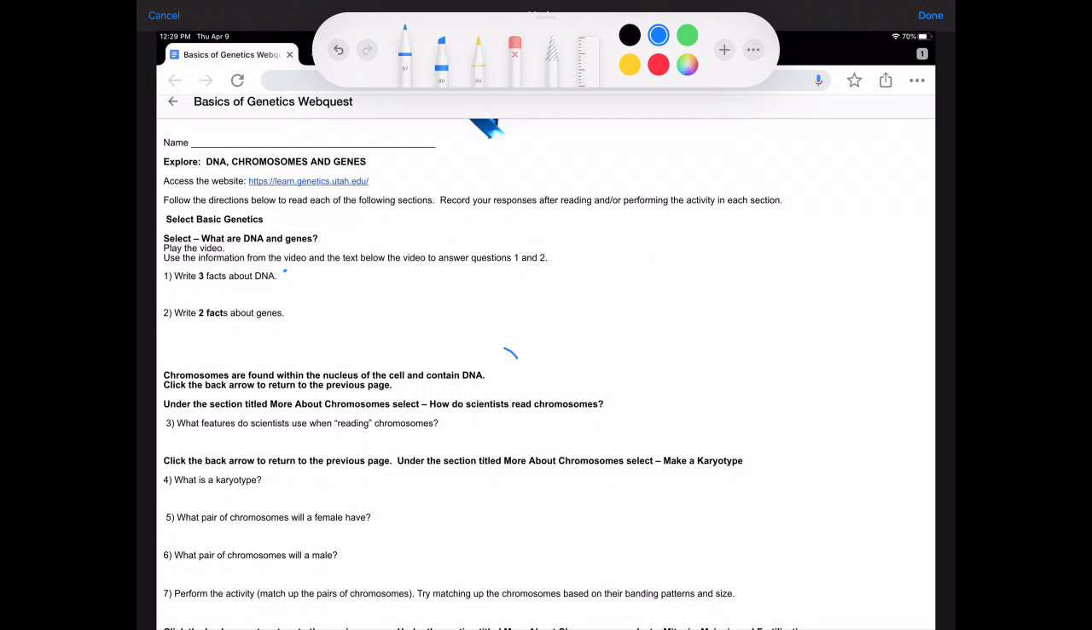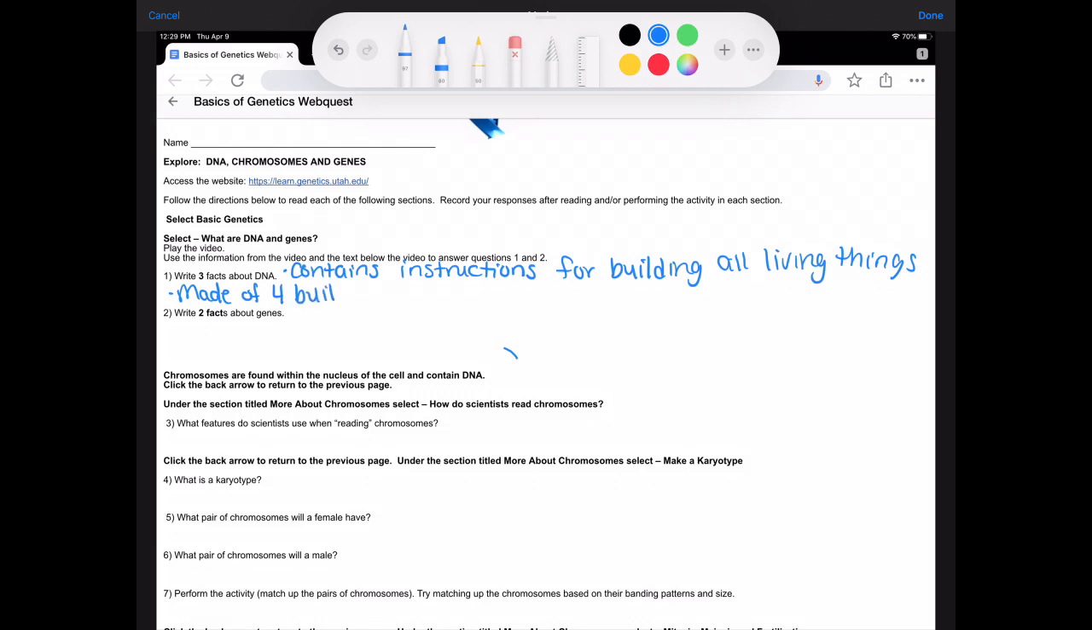You could say that DNA contains the instructions for building all living things. It's made of 4 building blocks. And the video talked about like A, T, C, and G. You don't have to worry about that right now. That's like a high school term. And it's 2 strands joined by base pairs.